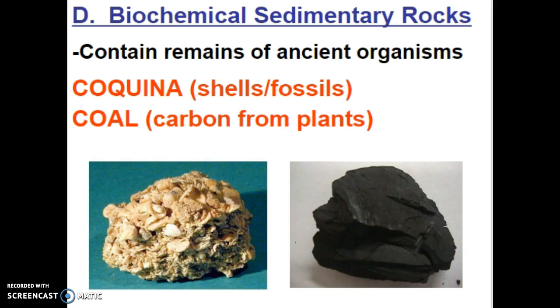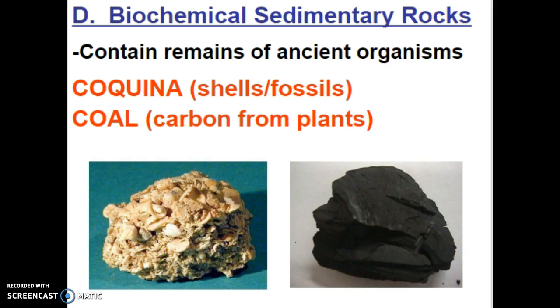Coquina is a good example of a biochemical sedimentary rock, often found along shores of lakes or rivers. Coquina is a very loose association of different shells and fossils from organisms. It's not very tightly compacted and cemented together. You could take a coquina and probably break it apart with the sheer force of your hands. But as long as those shells and fossils stay together, we consider that a biochemical sedimentary rock of coquina.